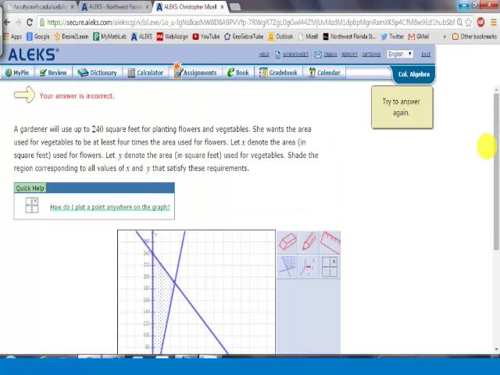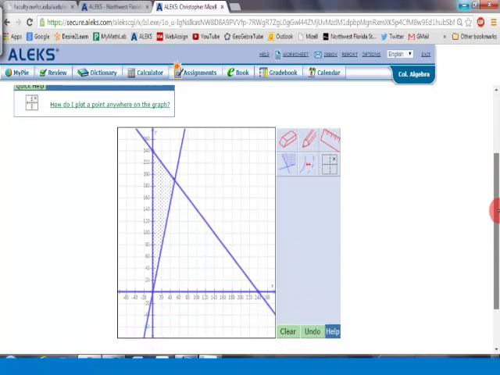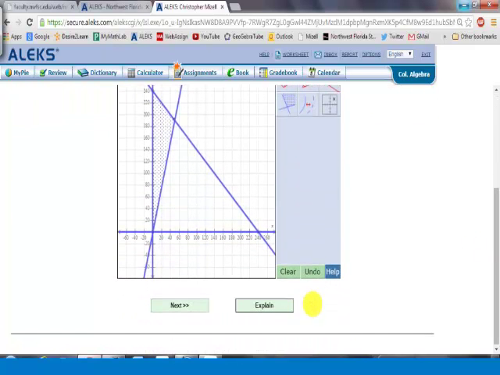Ooh, no. What if I don't want to try again? What if I just want to find out what Alex says is the correct answer? What do I click next? Explain. All right. No, you have to do it 15 more times. 15 more. So I have to try it again before I click explain, or can I go and click explain? It just adds more problems.